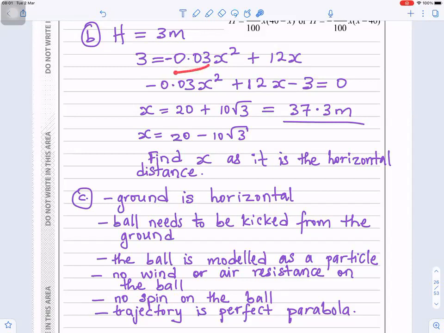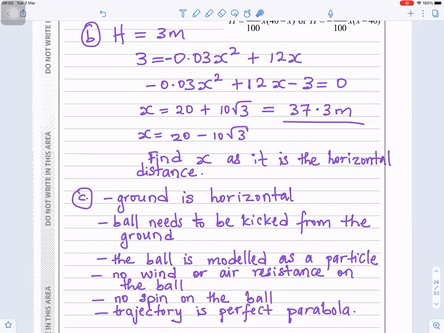Take the minus 0.03 x squared plus 1.2x, you take the 3 to this side, it becomes minus 3 equal to 0. Put that in your calculator. You will get x to be 20 plus 10 root 3, which is 37.3 meters. And x is 20 minus 10 root 3. So we find x as it is the horizontal distance.